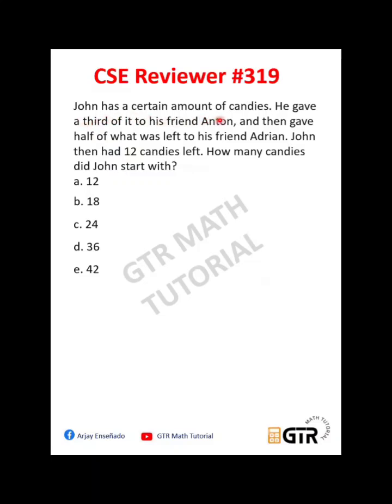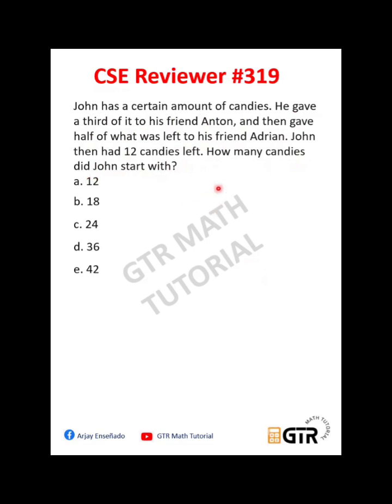John has a certain amount of candies. He gave a third of it to his friend Anton, and then gave half of what was left to his friend Adrian. John then had 12 candies left. How many candies did John start with?